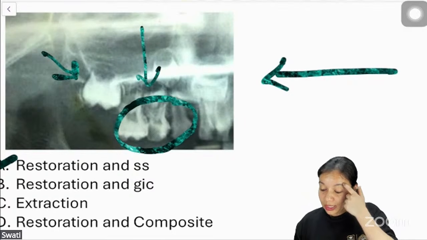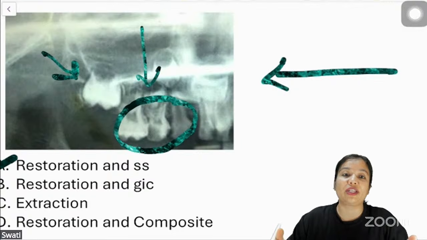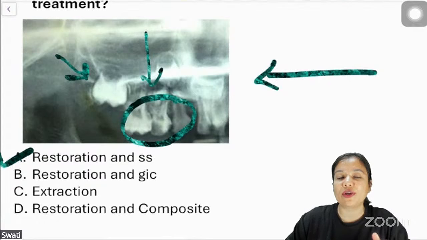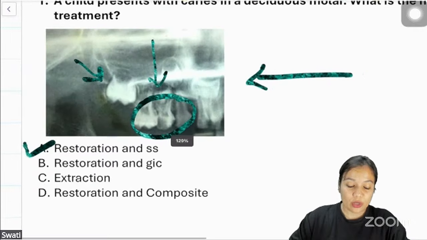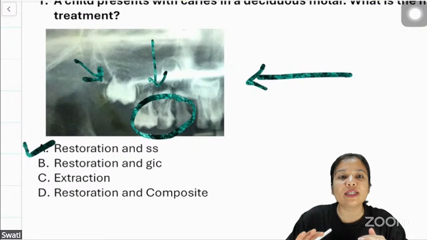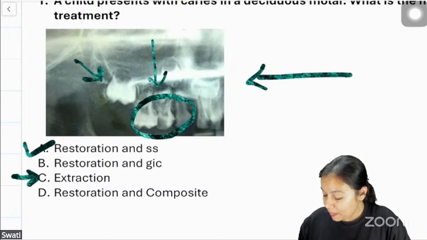In case the roots were completely resorbed, then you go for extraction. In case the roots were there, like in this radiograph, where the roots are still present, I would go for restoration with a stainless steel crown. But if the roots are completely resorbed, then you go for an extraction.